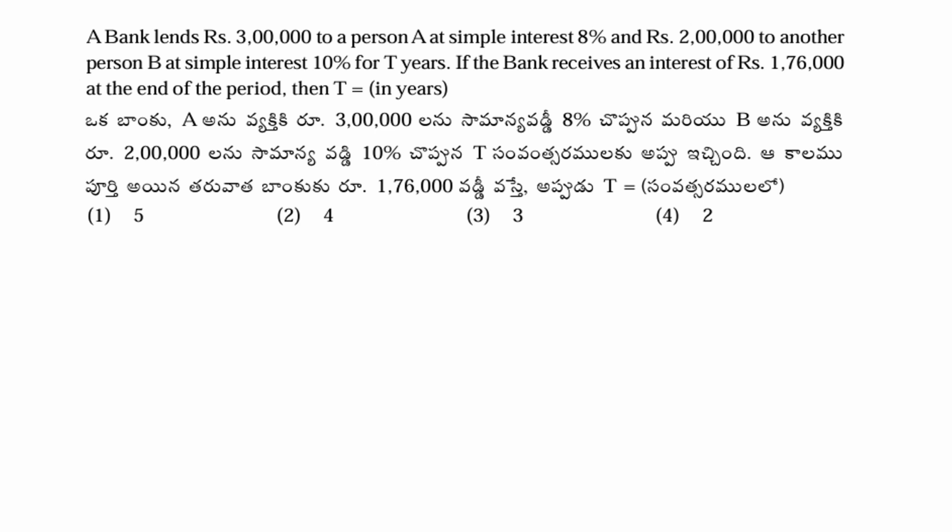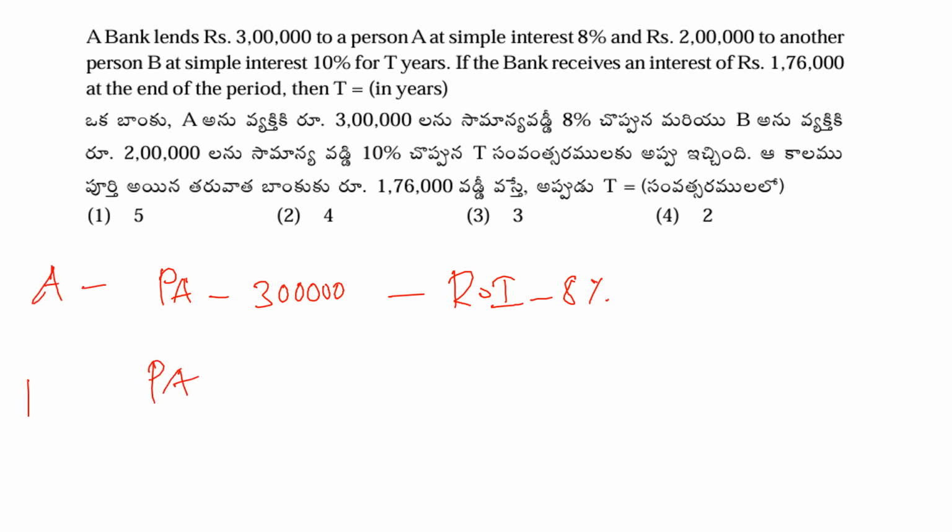Okay, this is a question I took from the APSI mains paper. So friends, when you find a question like this: a bank lends 3 lakhs rupees to a person A at simple interest. Here they're providing 3 lakhs rupees, this is the principal amount. Rate of interest is 8%. But here again, this is for A, this is for B. No need to assume, they already provided the details. Then rate of interest 10%.